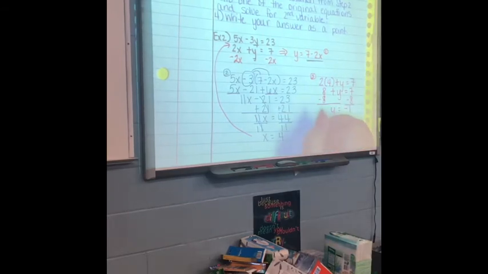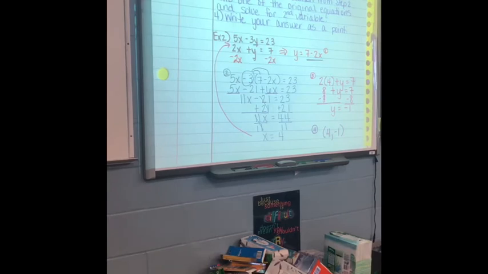All right, step 4. Put into the point, x comma y, 4 comma negative 1. And that's my solution. That's the point of intersection.